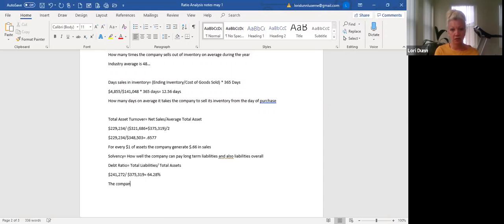The company still owes on 64.28% of its assets. So it still has liabilities attached to it. It's like saying you own a car and you still have to pay off 64.28% of it.